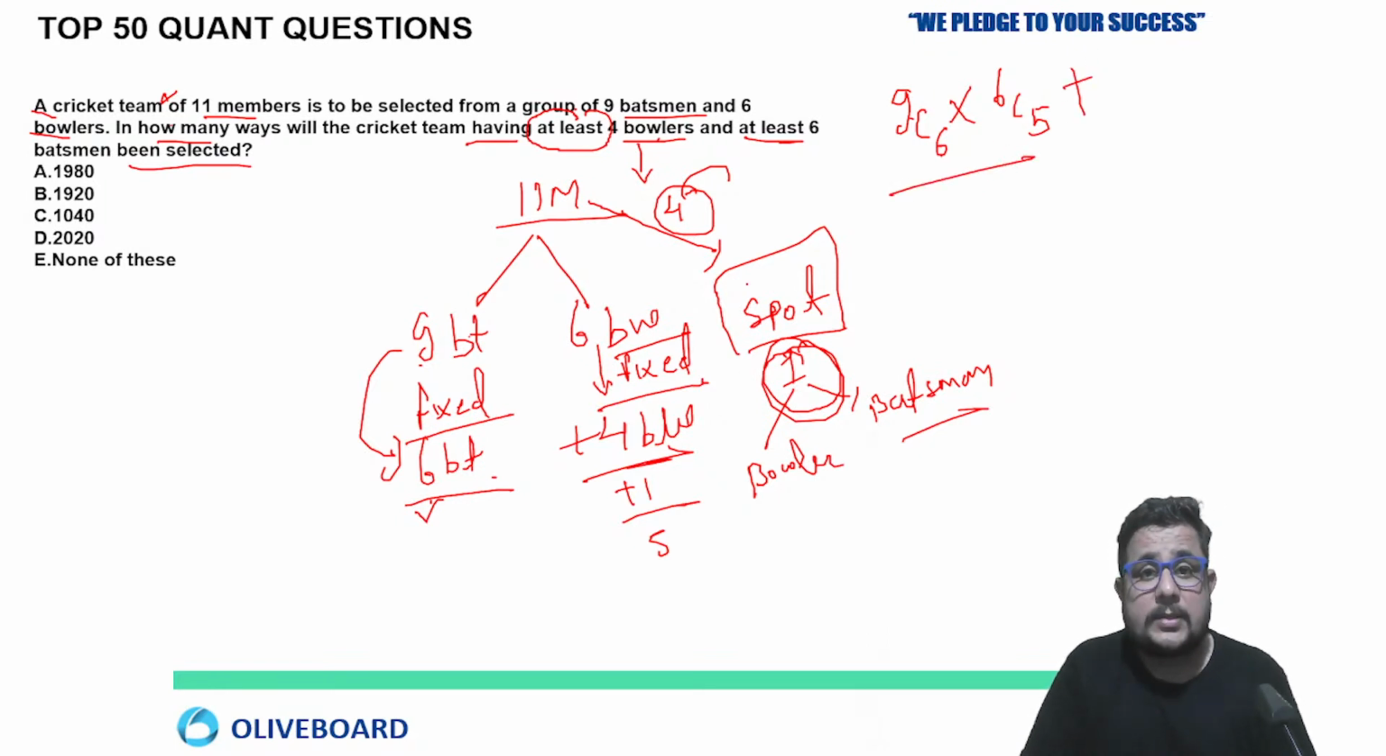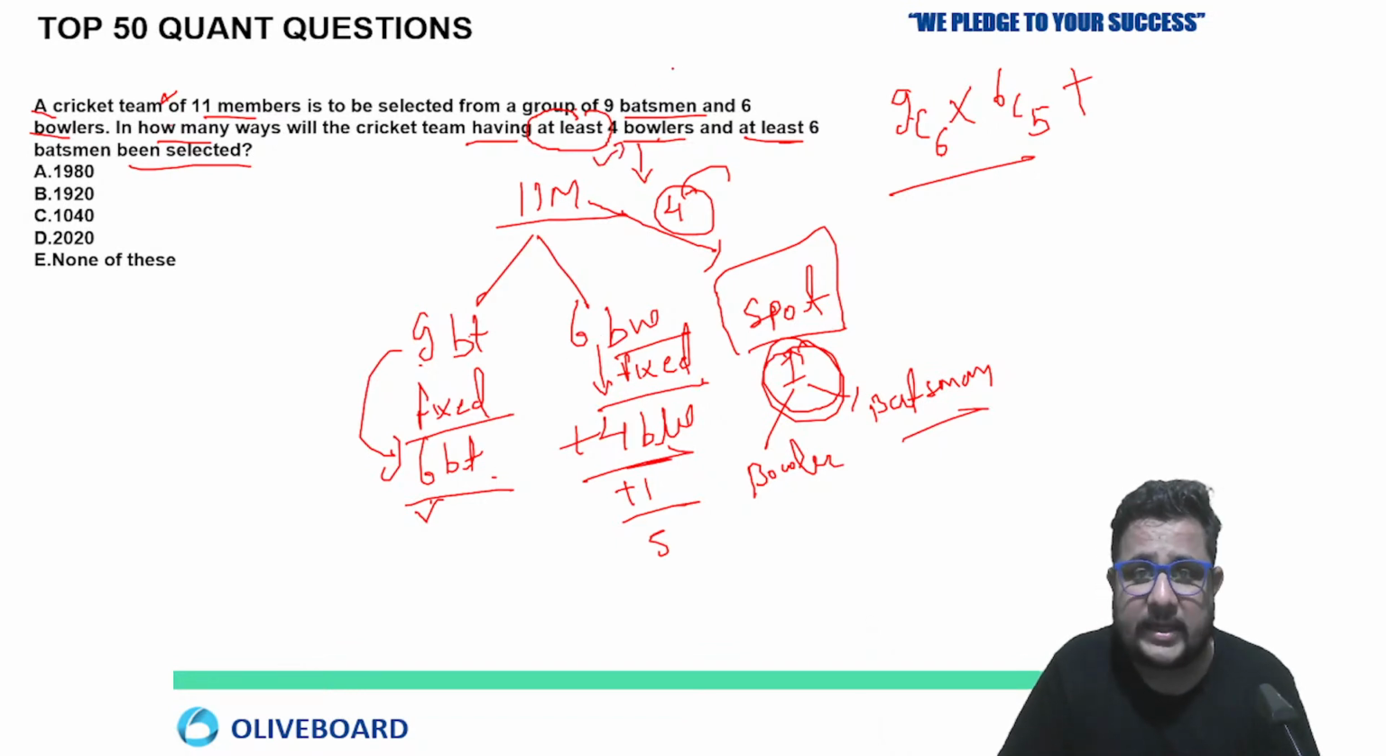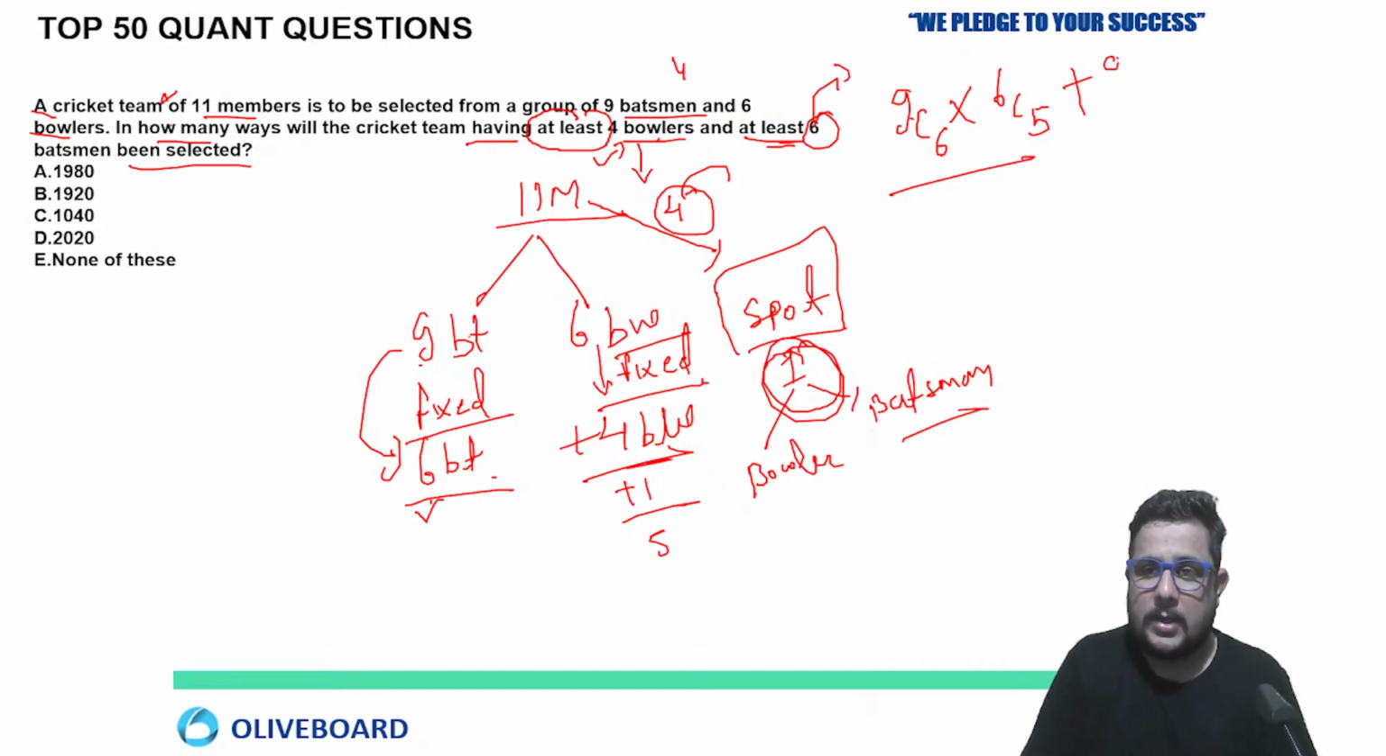Okay, due to this extra spot which is still empty, we have to choose either a bowler or a batsman. For that case, if you look, at least 4 bowlers, so there can be more than 4 bowlers, yes, possible. At least 6 batsmen, so 6 we have to keep. This is a compulsion, but more than that also will be okay for us. So 9C7, second case, when we keep more batsmen and fix 4 bowlers.